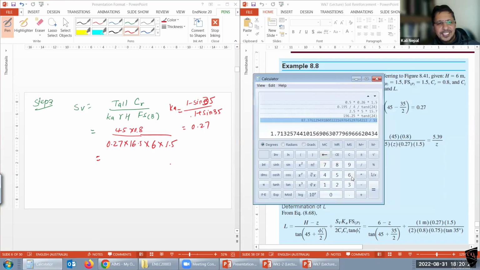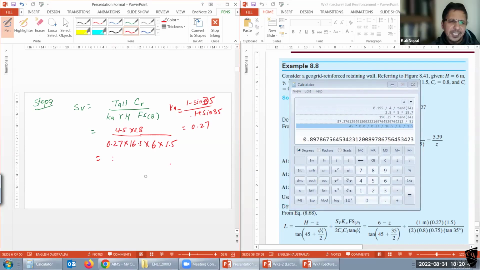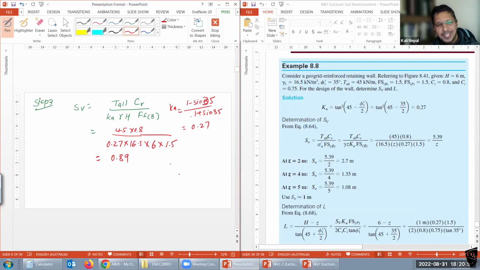So bottom would be the most critical anyway. So 45 times 0.8 divided by 0.27 divided by 16.5 divided by 6 divided by 1.5. Is that what we got at the bottom? Yes, so 0.89, right? But this is too low at the bottom, right? At the bottom of that.